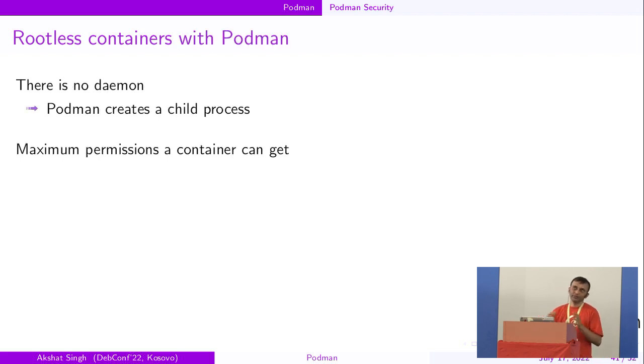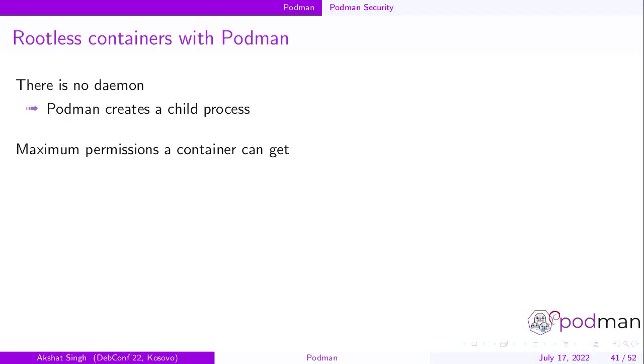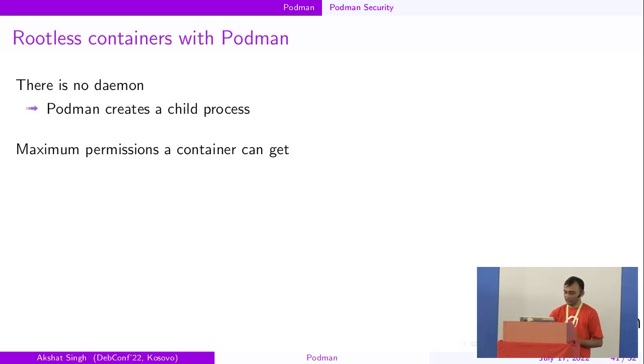Earlier we saw that Docker runs everything as a child or grandchild process of Docker, but Podman creates the child process directly, which is not the case with Docker. So the maximum permission a normal user has is the maximum permission that user is allowed, not beyond that.